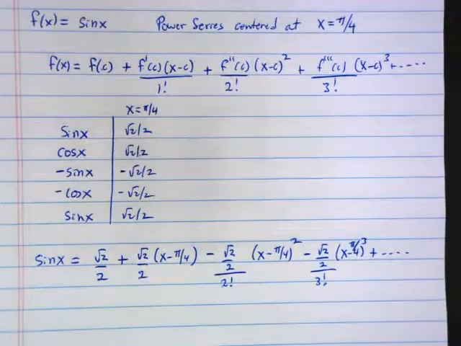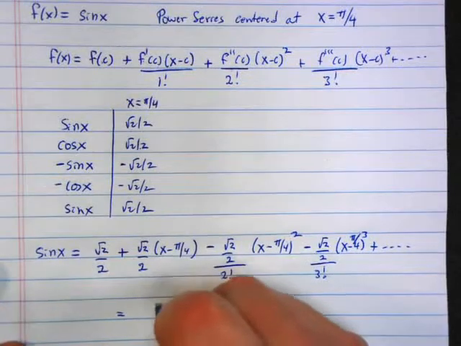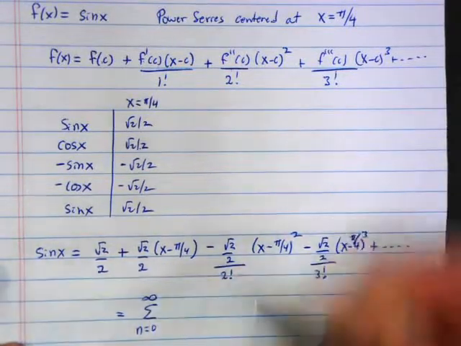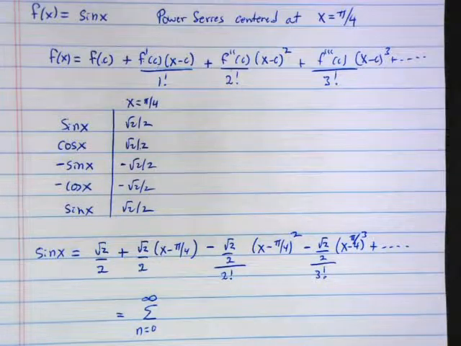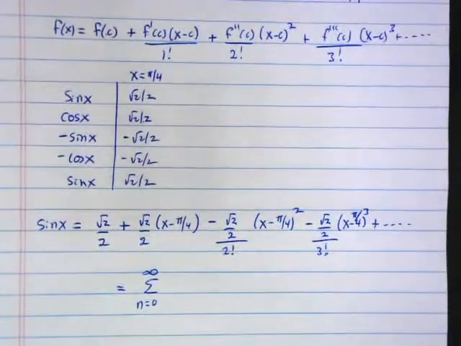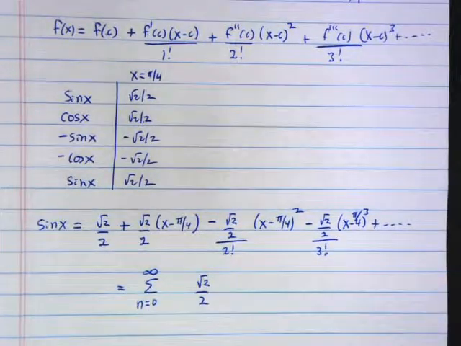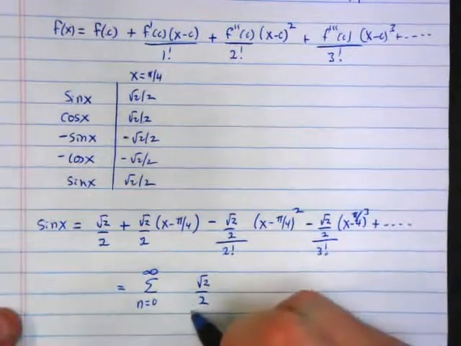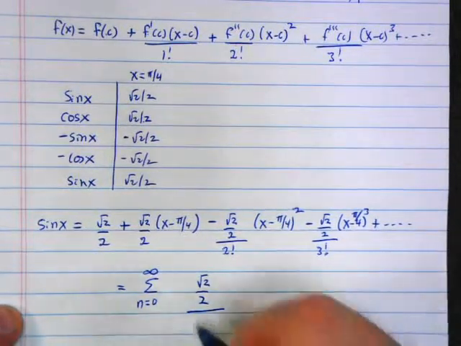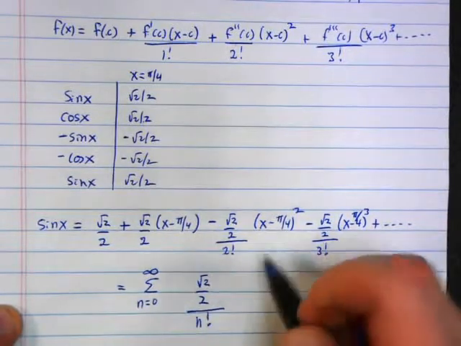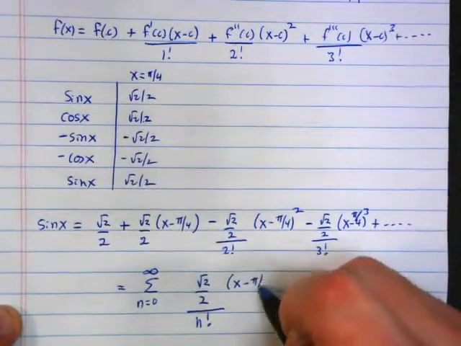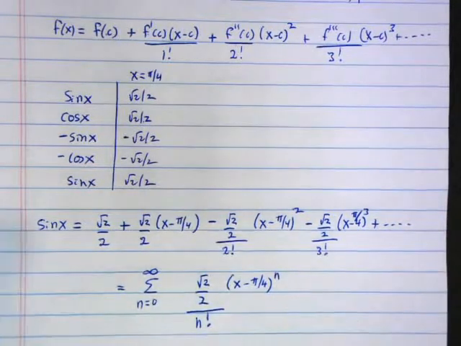Could you write this that way? Can you write that as a summation? Well, most of it's real easy. I think you would agree they all have a square root of 2 over 2. They all get divided by what? N factorial. They all have an x minus pi over 4 to the n.